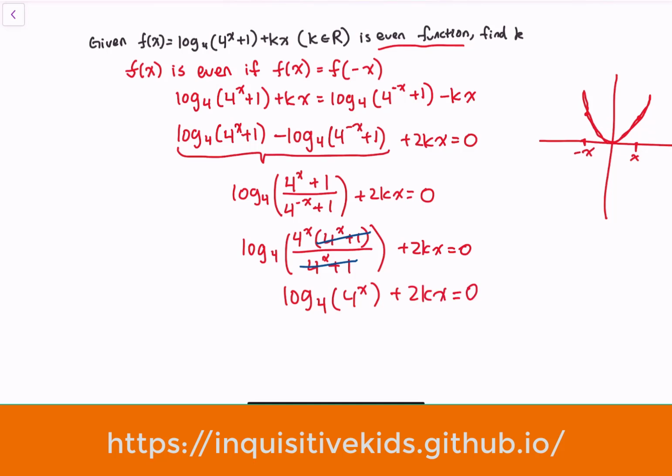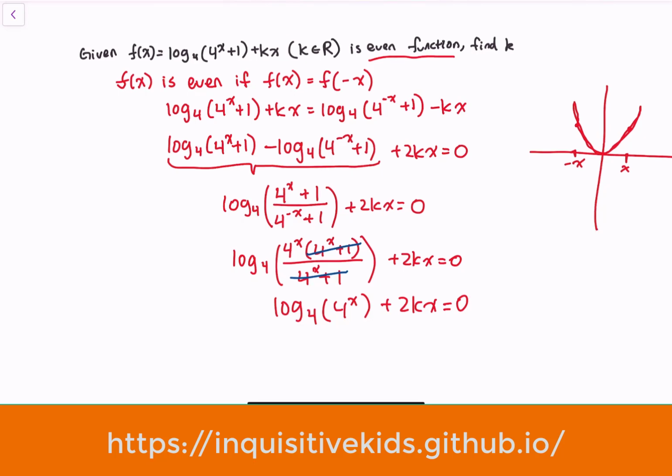Now, using our properties from before, if the base of the logarithm and the base of the argument are the same, then the value is just the exponent of the argument. So we have x plus 2kx is equal to 0. So x times 2k plus 1 is equal to 0, which means that 2k plus 1 must be 0 itself.